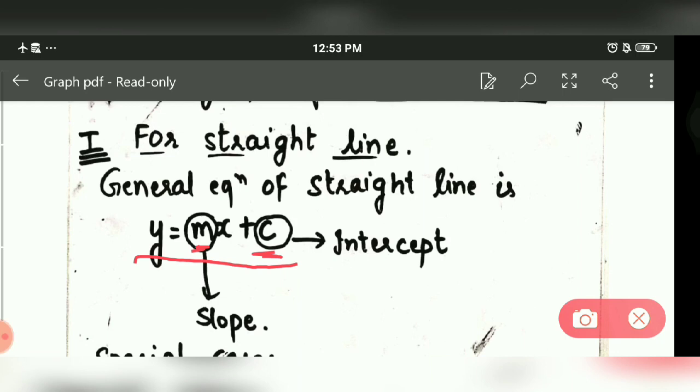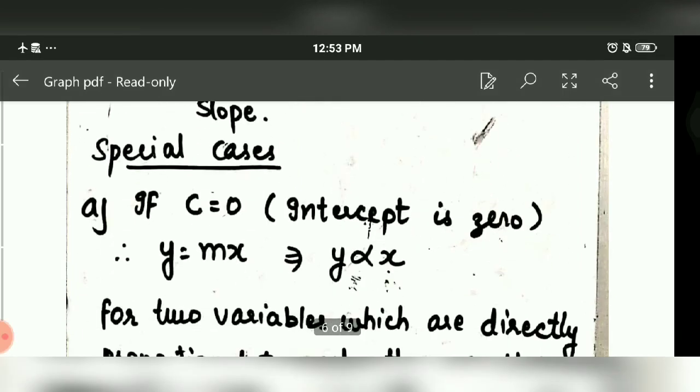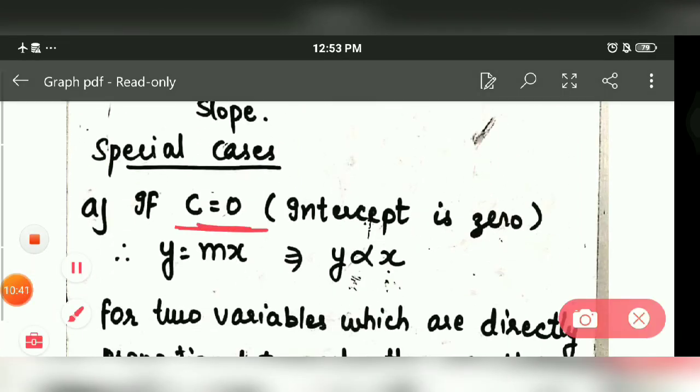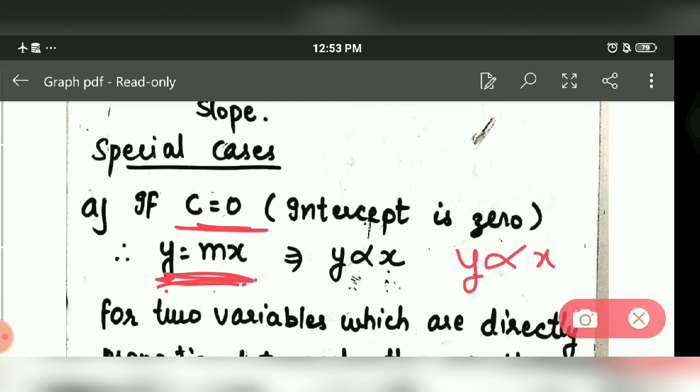So there are some special cases. If c is equal to 0, meaning there is no intercept, then y is directly equal to mx. Here y is directly proportional to x. What does that mean? If this is rising, this is also rising. If this is decreasing, this is also decreasing. This is called a direct relation.